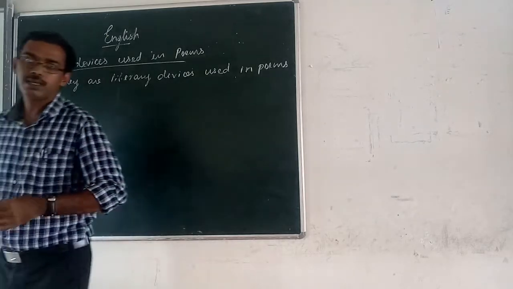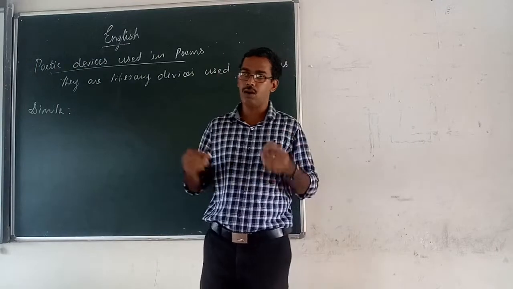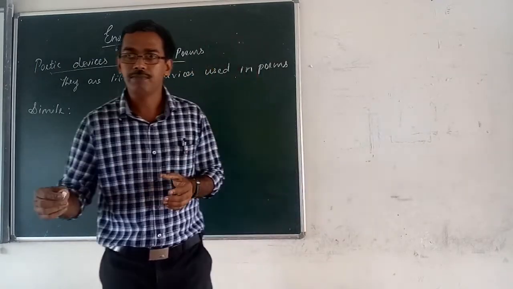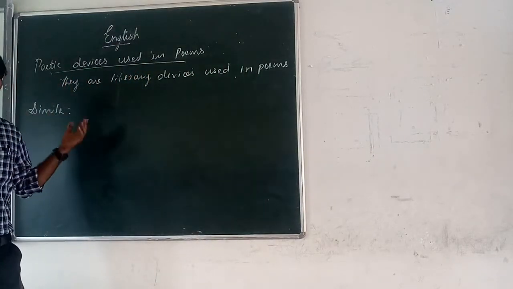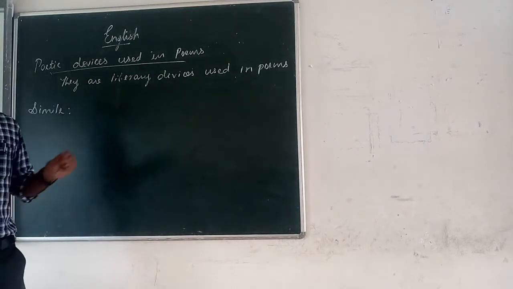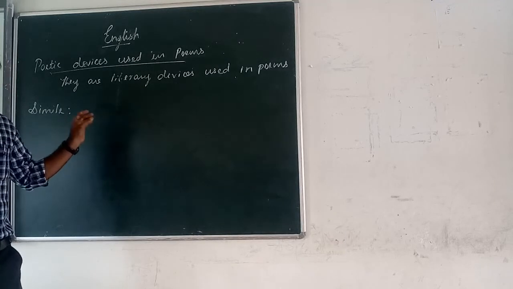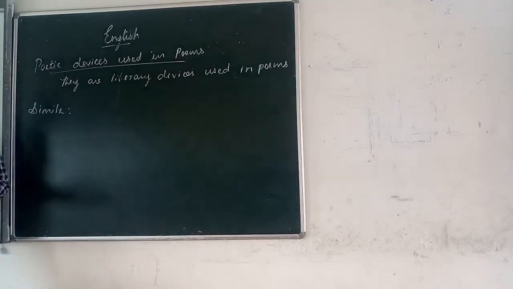What do you mean by simile? Simile means it is comparing two different objects which have similar characteristics. That is called as simile. That means it is a comparison made between two objects using as or like. That is called as simile.